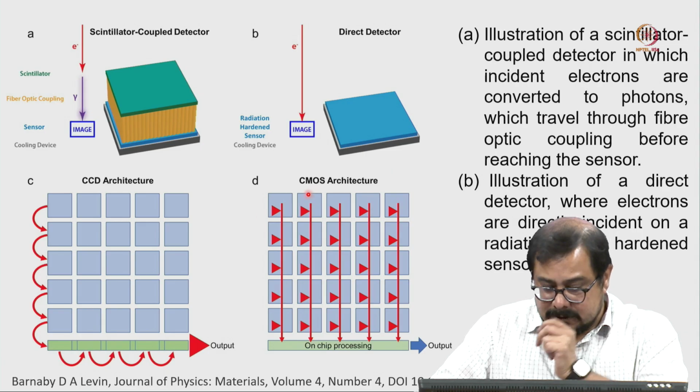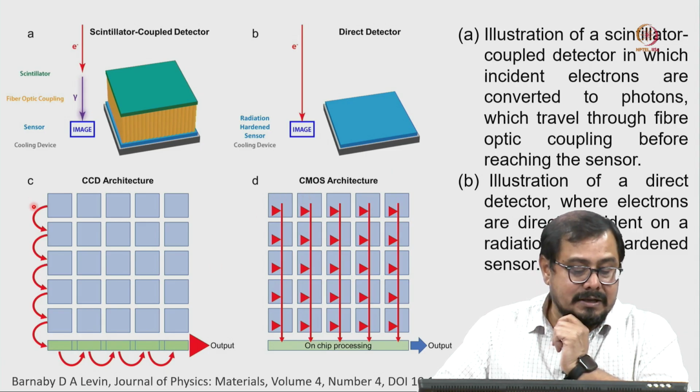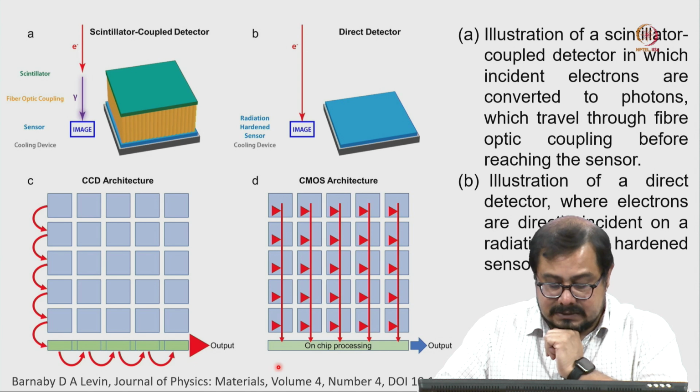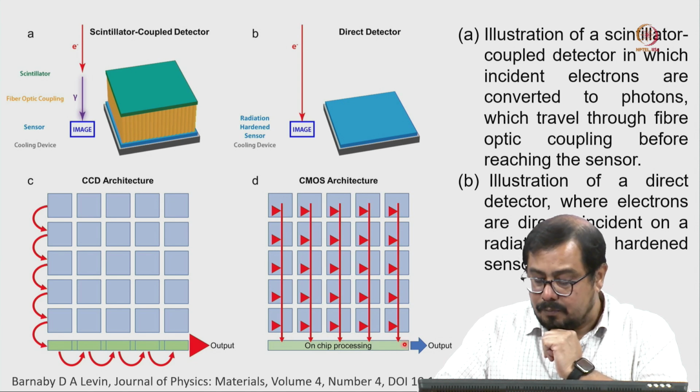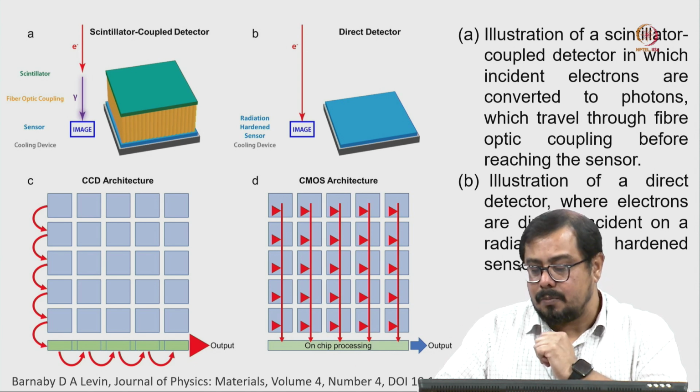So, this is the CMOS architecture. When the electron comes, it does not need to travel; it just transfers the signal through on-chip processing, and we get the output image.